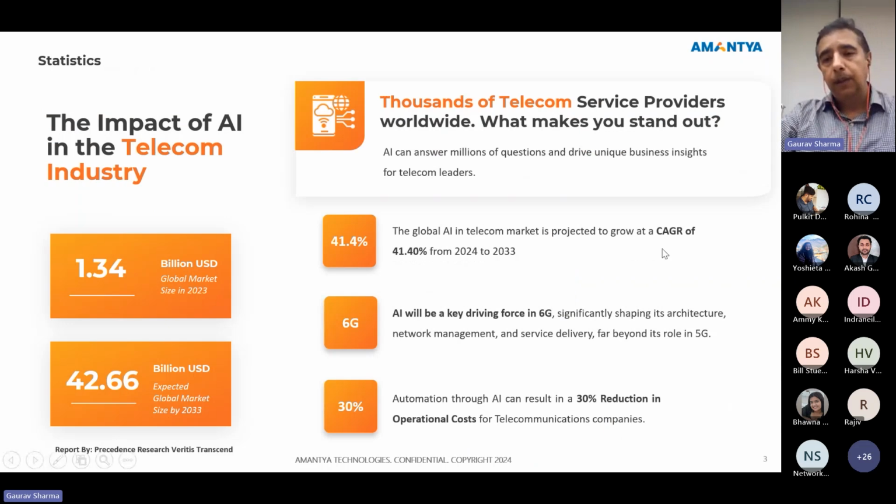Talking about some general numbers, as you can appreciate, AI is quite a hot buzzword these days. On the telecom industry side, it's a growing market, and a lot of market researchers have predicted some very good numbers for it, right? So probably by the mid of next decade or so, you'll see close to around 40-50 billion market size for AI within telecom, right? And especially if we look at the way 6G is being written, right?